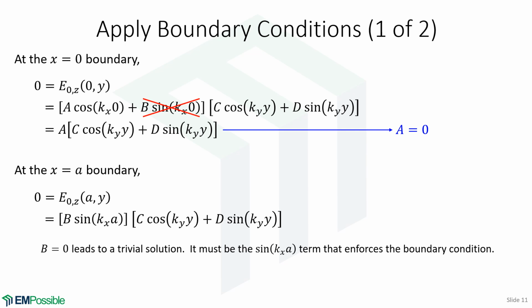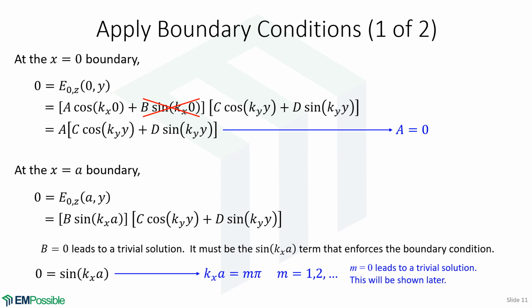Well, let's set sine of kxa equal to 0. The way we do that is if kxa is some integer multiple of pi, because the sine function of integer multiples of pi is always 0. Now, looking ahead a little bit, it will turn out that we can't choose m equals 0. At this point, we could, but later on, we'll show that this leads to a trivial solution.